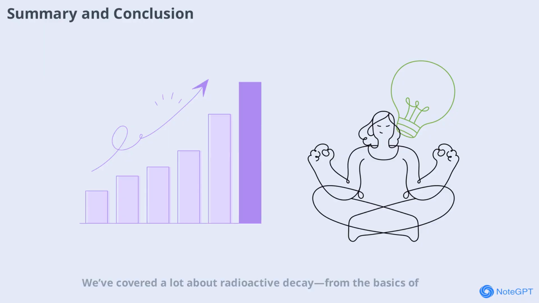We've covered a lot about radioactive decay, from the basics of unstable atoms to the many ways this process shapes our world. Radioactive decay is a natural phenomenon with far-reaching effects in science, medicine, industry, and the environment. By understanding how it works and using it responsibly, we can continue to benefit from its power while keeping people and the planet safe.